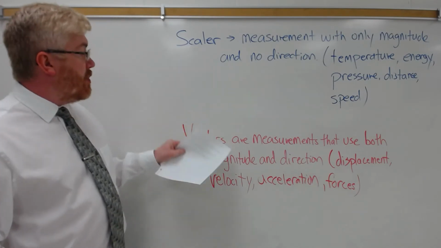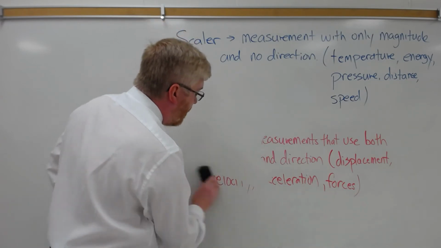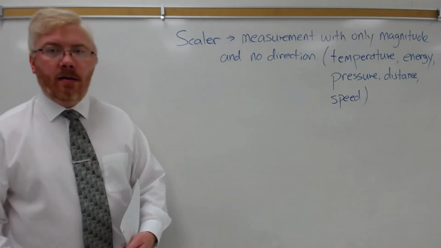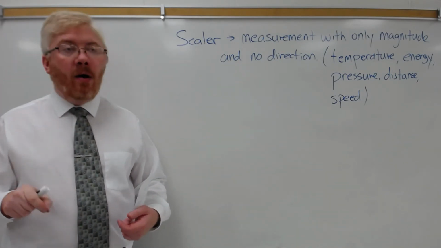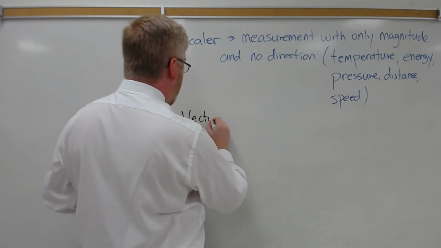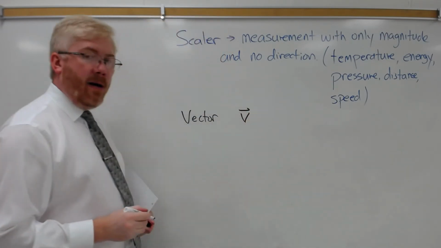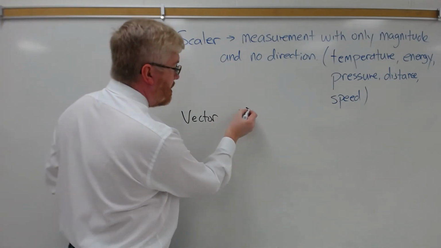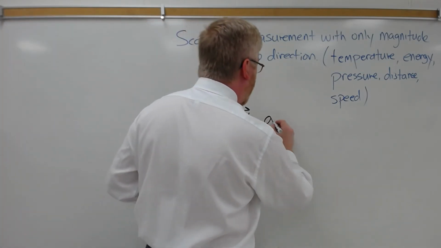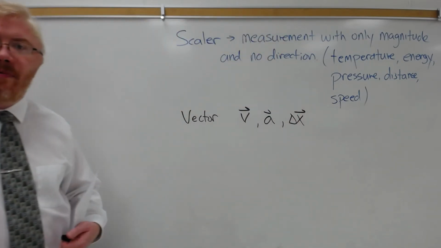So the difference between scalars and vectors in your textbook is that vectors will usually be represented either as a bold letter or with a little arrow above it. So a vector example, velocity. Velocity with a little arrow above it, or a little half arrow, see the little tip here has a little arrowhead on it, is a vector. Acceleration is a vector. Displacement is a vector.